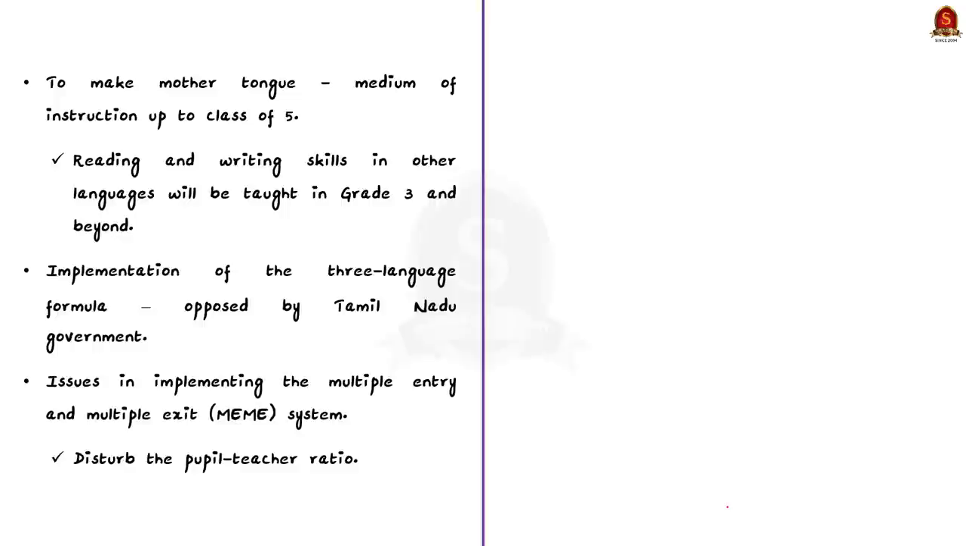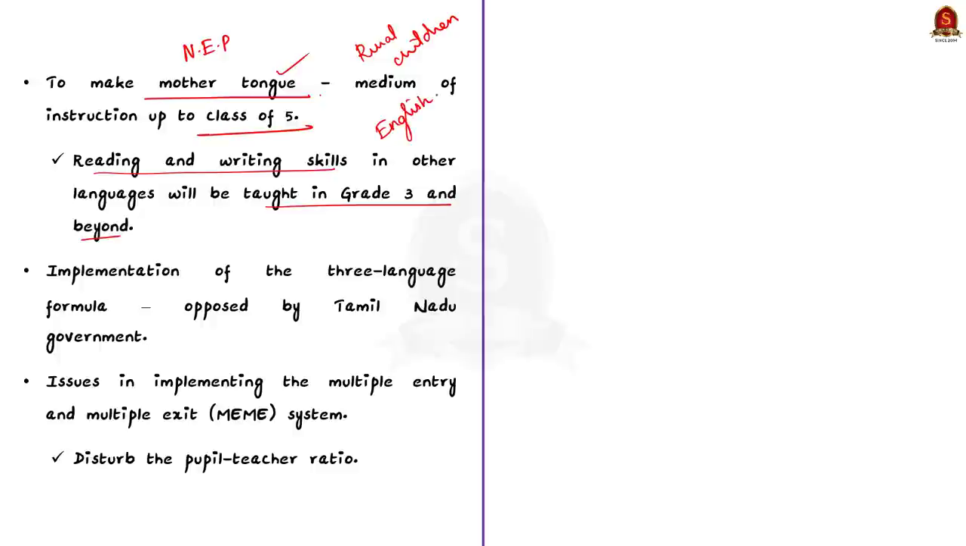Thirdly, NEP aims to make the mother tongue a medium of instruction up to class 5. It also proposes that reading and writing skills in other languages will be taught in grade 3 and beyond. This is a double-edged sword, because it aims to increase mother tongue based education, and at the same time a shift towards the mother tongue has implications especially for marginalized and rural children. This is especially a concern in India, where English is widely associated with employability and privilege.